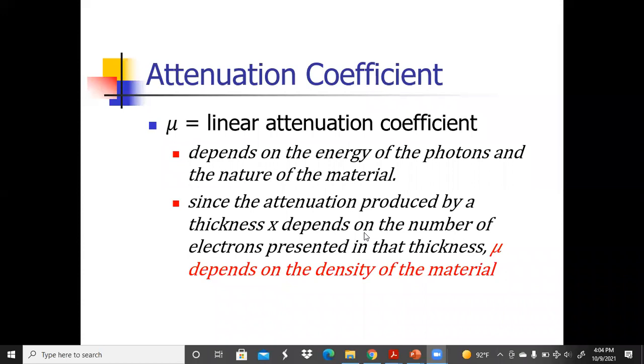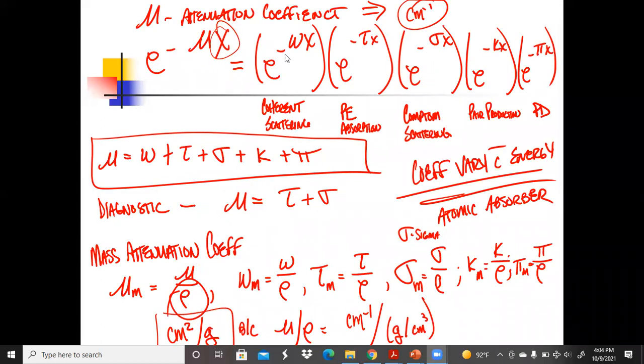Okay, so again, let's go back to the attenuation coefficient. Mu is going to be referred to as the linear attenuation coefficient, and it depends on the energy of the photons and the nature of the material. And since the attenuation produced by a thickness x depends on the number of electrons present in that thickness, mu depends on the density of the material. Well, that could make sense here.